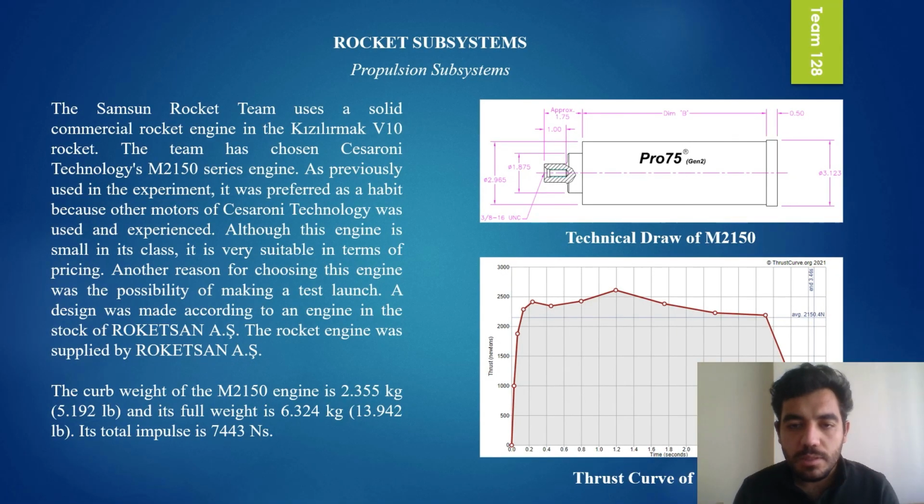The Samsun rocket team uses a solid commercial rocket motor in the Kızılırmak V10 rocket. The team chose the Cesaroni Technologies M2150 series motor. The rocket motor was supplied by Rocket Sun Company. According to values obtained from altimeter 2 and radar data during the flight of Kızılırmak V10, the motor burned out for approximately 4.4 seconds. This value is different from OpenRocket data, but the total impulse does not change.